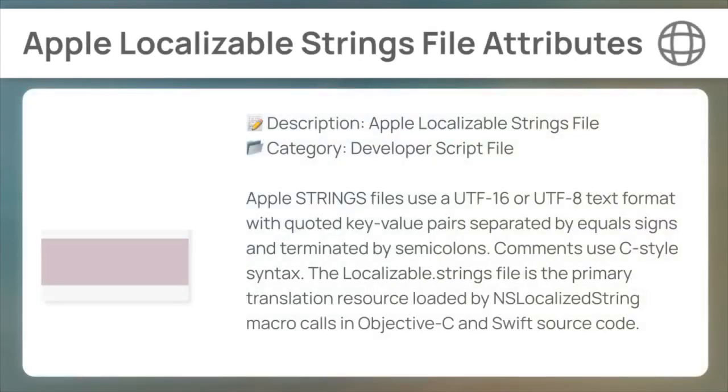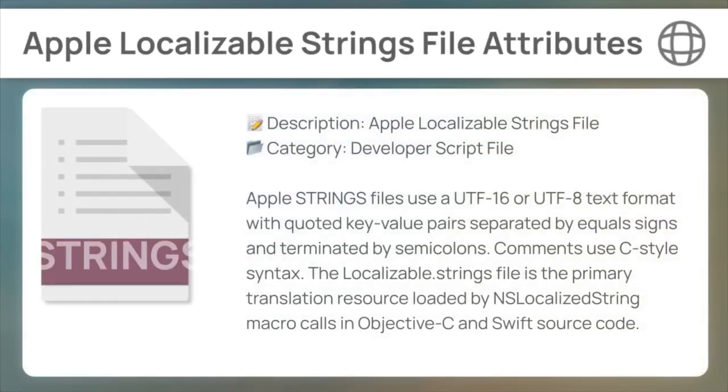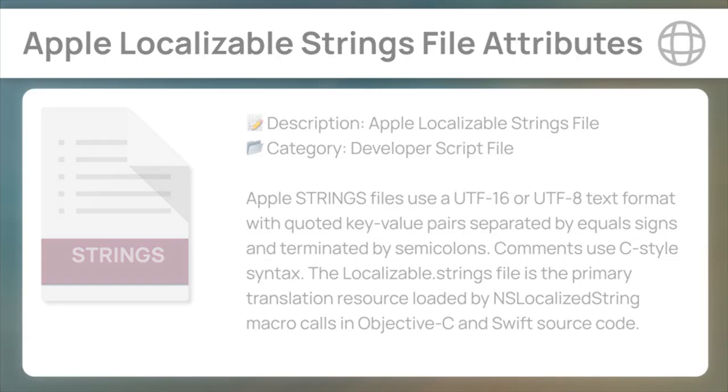Apple strings files use a UTF-16 or UTF-8 text format with quoted key value pairs separated by equal signs and terminated by semicolons. Comments use C-style syntax. The Localizable.strings file is the primary translation resource loaded by NSLocalizedString macro calls in Objective-C and Swift source code.